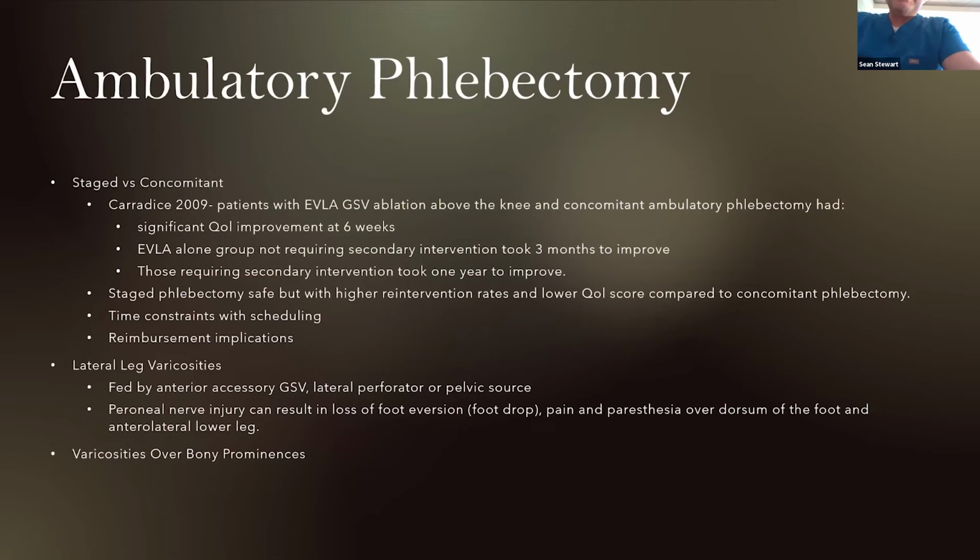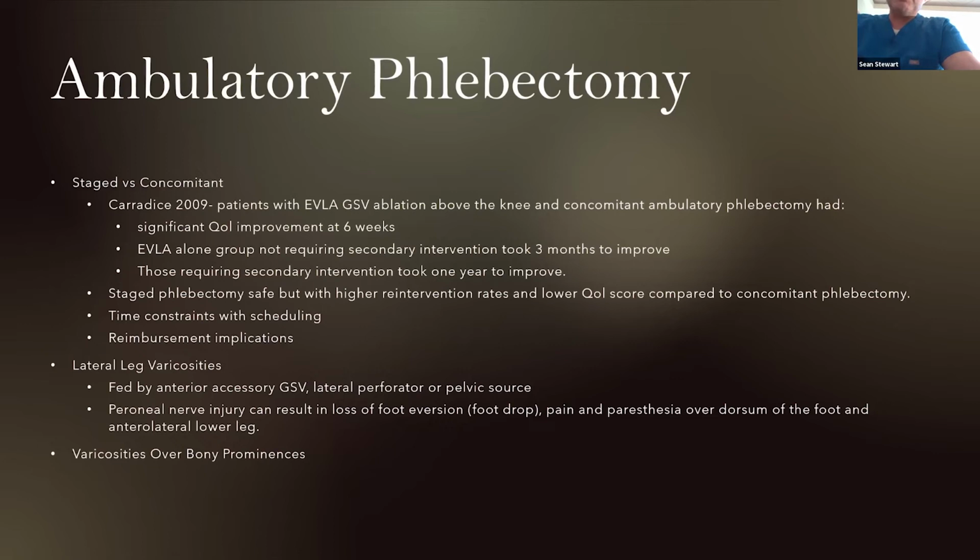I know staging phlebs may be favorable for reimbursement, and in some cases, you end up needing less extensive phlebectomy if you stage. So I see both sides of the argument. I don't think there's a right or wrong answer at this point.